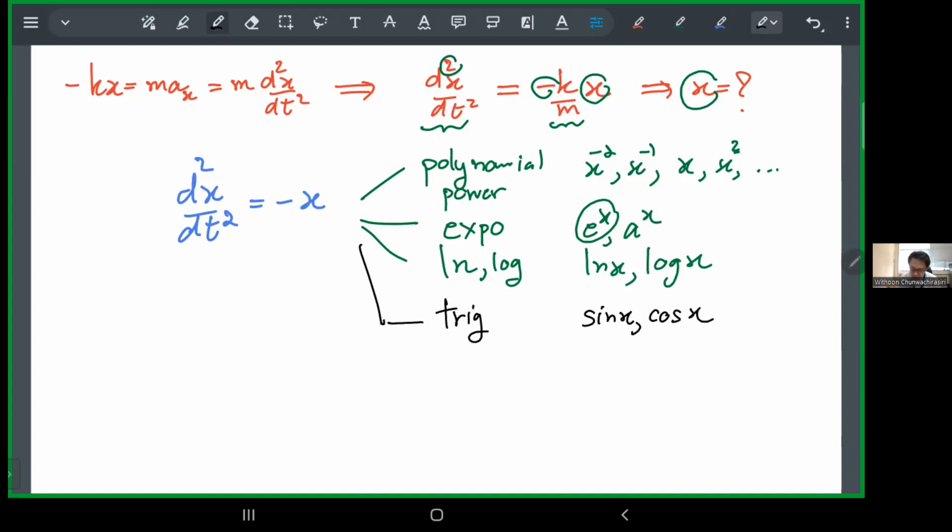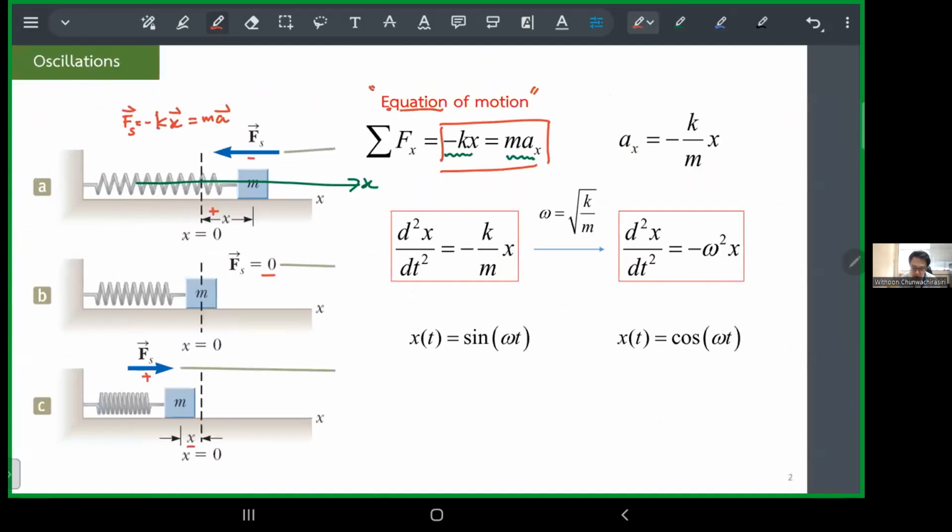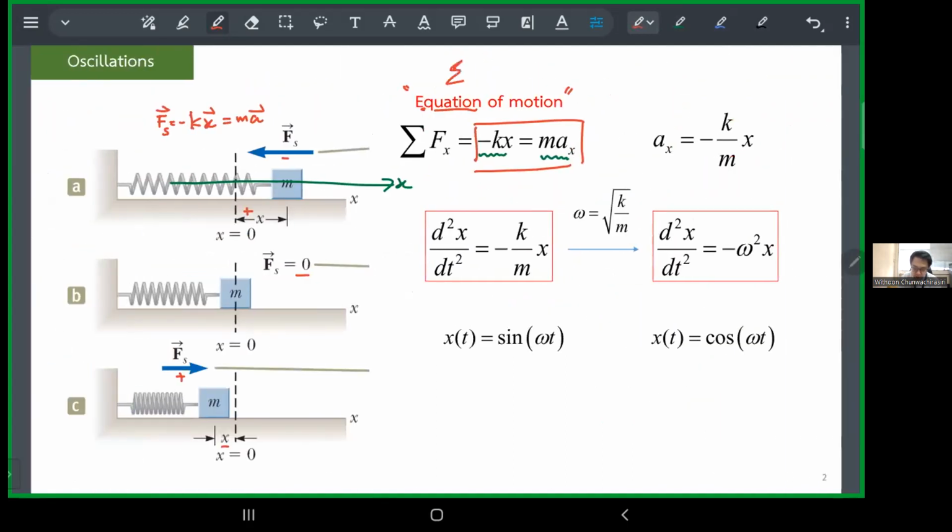Because the derivative of sine, you get cosine, and the derivative of cosine, you get sine back with the negative sign. That's it. That's what you want. So at the end, there you go. The only class of function that is going to work is sine or cosine. Isn't that cool? When I say isn't that cool, it means, think of it this way, guys. You start from sigma f equal to ma.